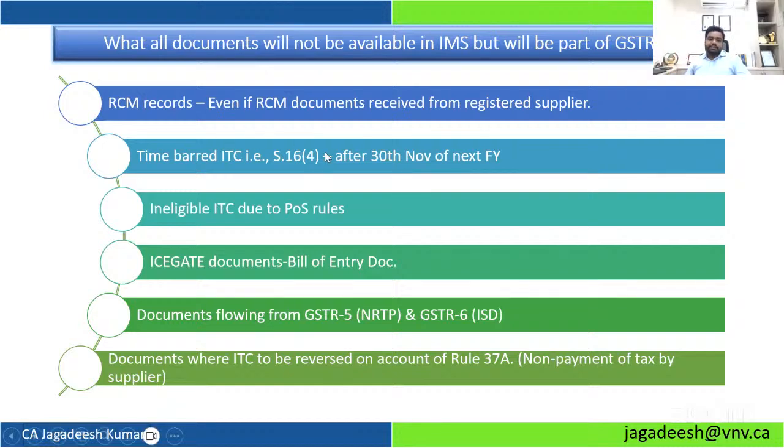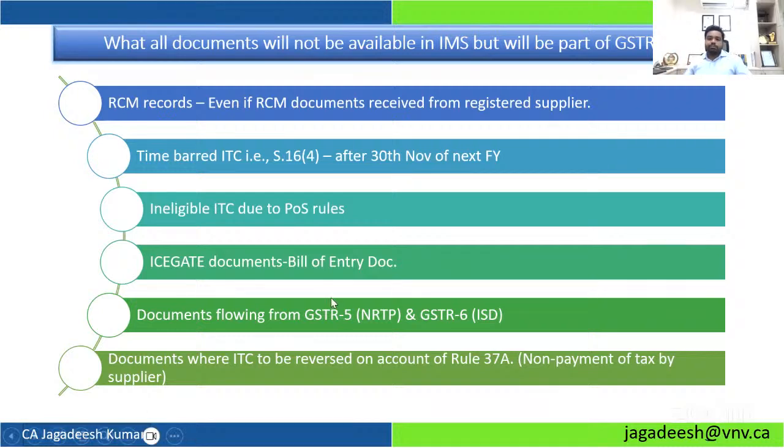Time-barred ITC, that is Section 16(4). That is what I discussed in the previous slides: after the time limit is over, these invoices will go to my 2B directly under the ineligible category. Ineligible ITC due to place of supply rules. Let's say I am registered in Karnataka and I received an invoice having a place of supply of Andhra Pradesh. In that case, the ITC will not come to my IMS. It will go directly under the ITC not available category.